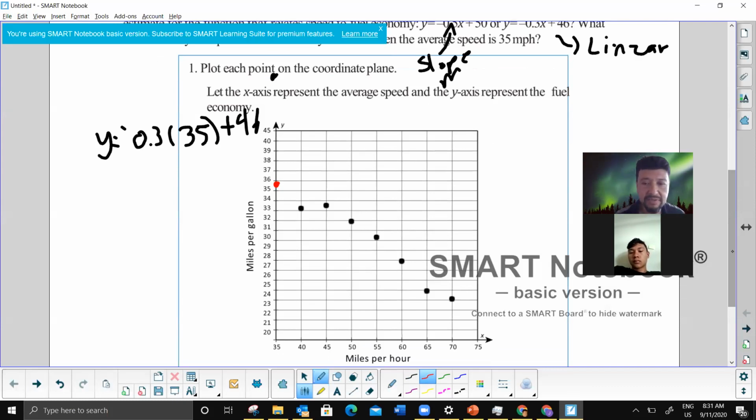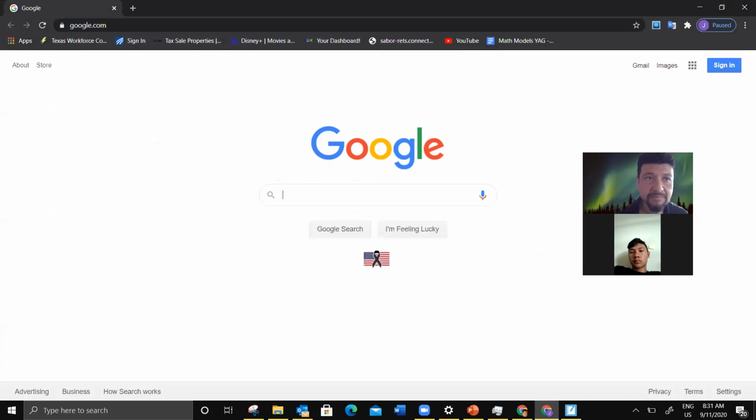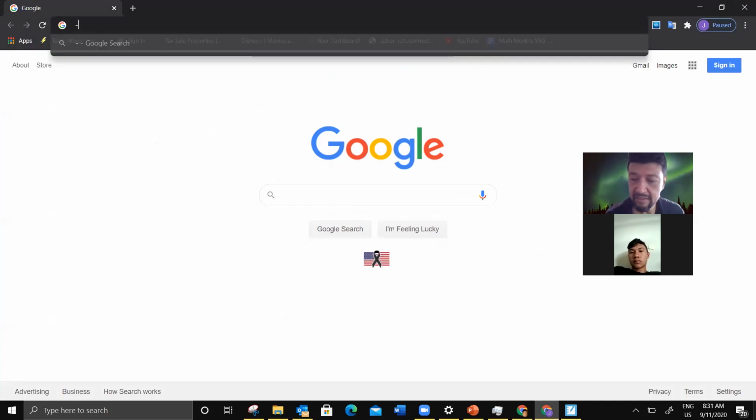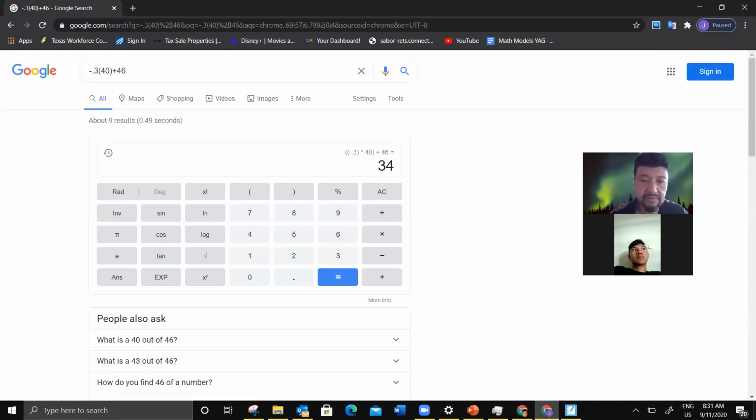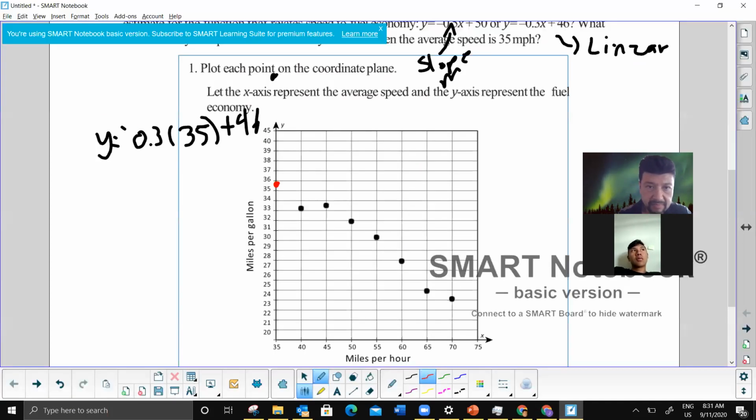So now let's go see what the next data point is. Let's go ahead and do negative 0.3 times 40. And it was plus 46, right? Yeah, so now it's at 34. So now let's see what that looks like. Okay, let's go back here. It's at 34, right? Yeah. So it's getting actually pretty close.